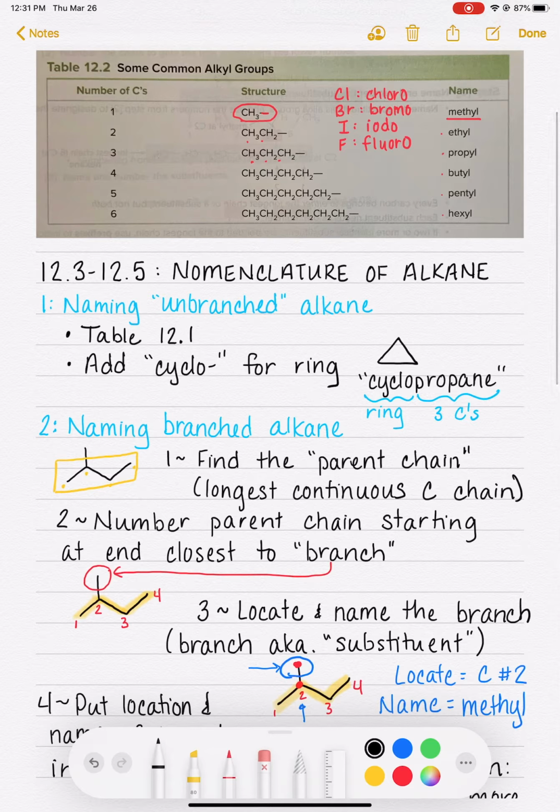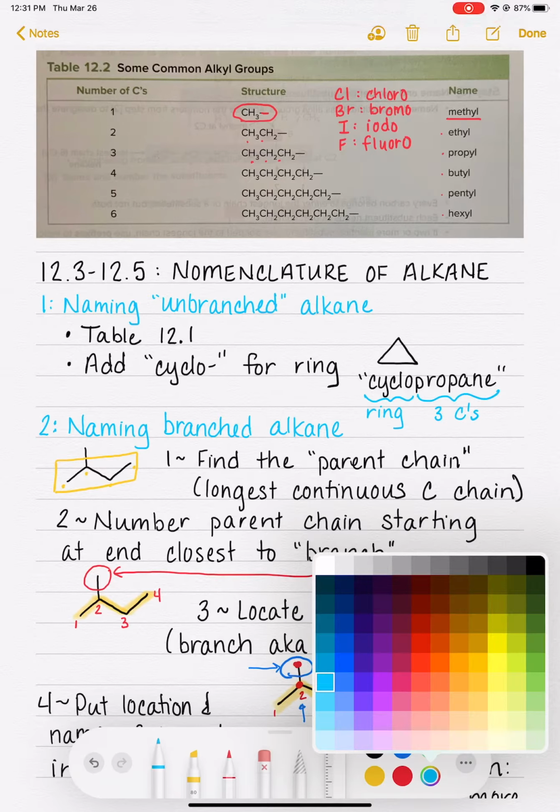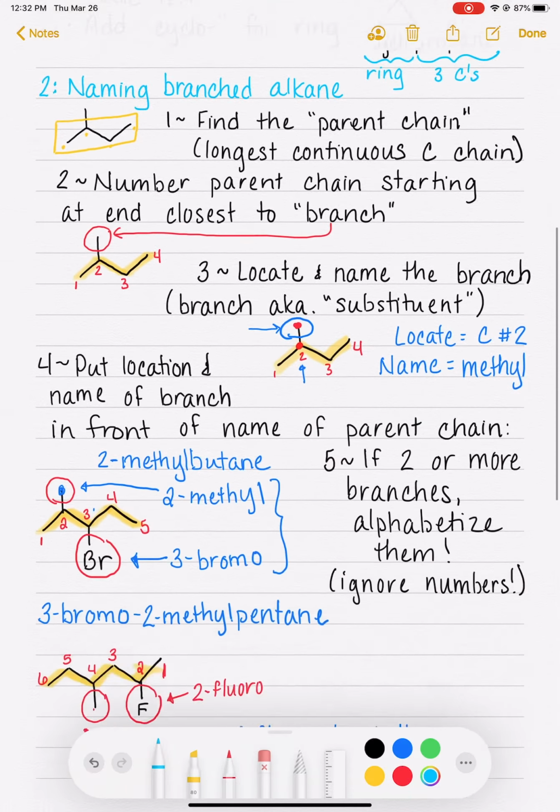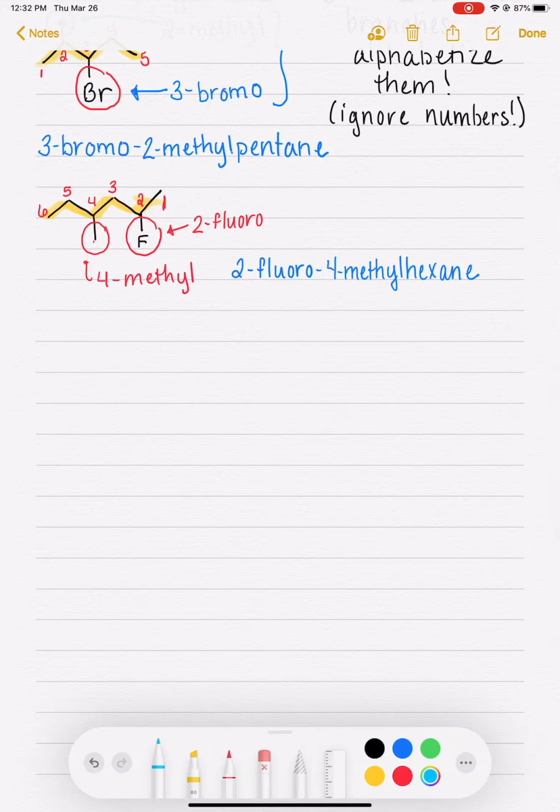So the last thing that we want to look at with this naming alkanes is naming cycloalkanes. So we looked at how to name unbranched alkanes and we looked at how to name branched alkanes, but we have not yet looked at any examples of naming cycloalkanes. Just in case you're still kind of uncertain, these are alkanes that have a ring instead of a straight chain.